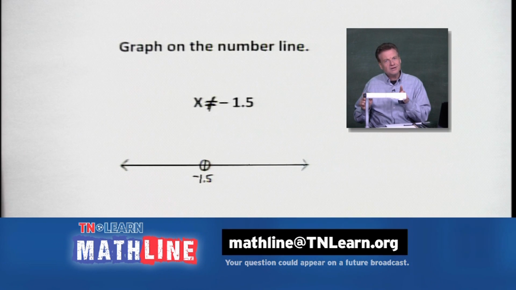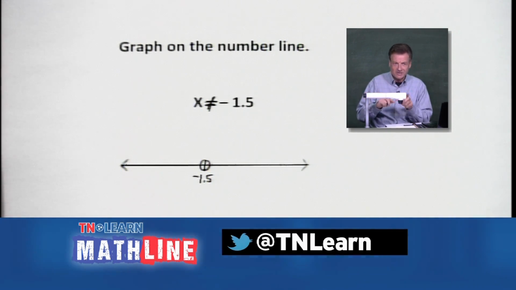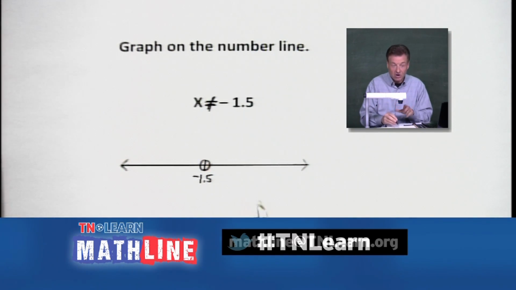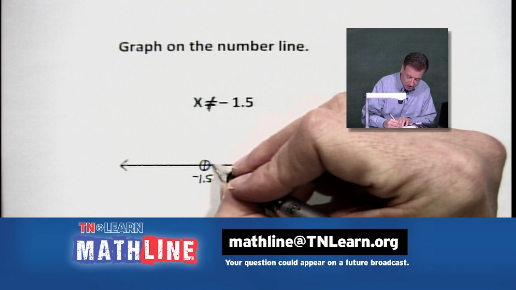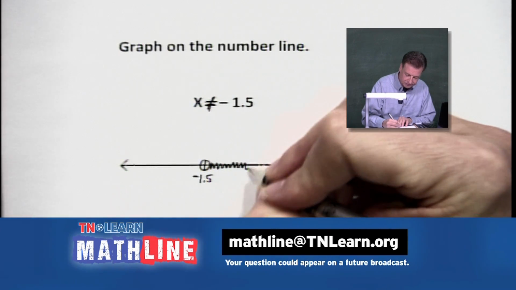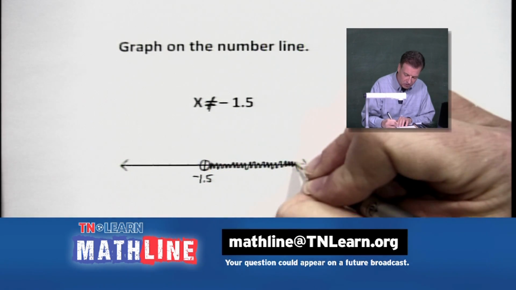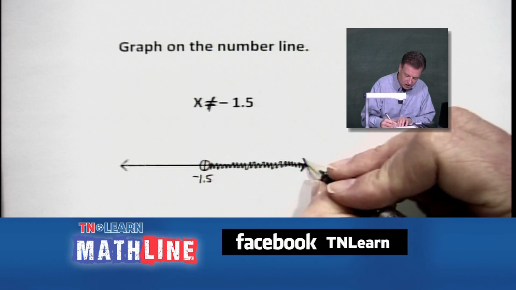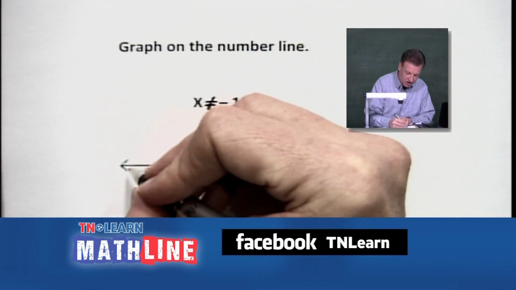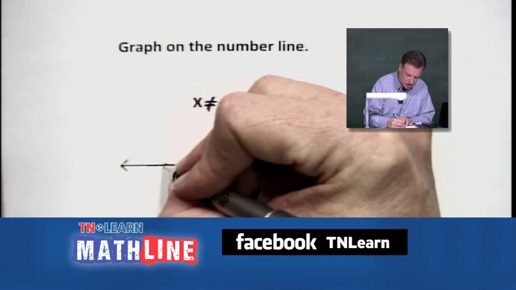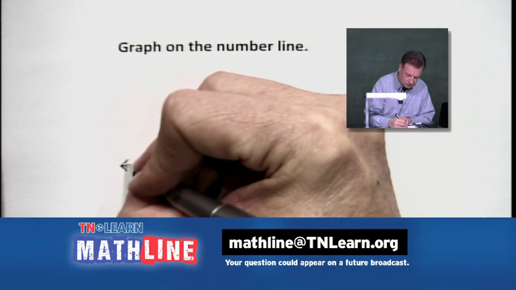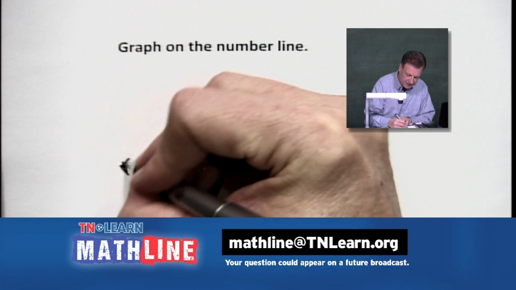But now, numbers that are not negative 1.5, there are some that go to the right, there are some that are bigger, but there are some that are smaller. In fact, there's an infinite number on either side. So what we're going to do, we're going to shade to the right. Watch that shade and go, whoa, there it goes. Darken up that arrow. But this time we're going to go back to the left also. We're going to shade it back over. Make that arrow darker.